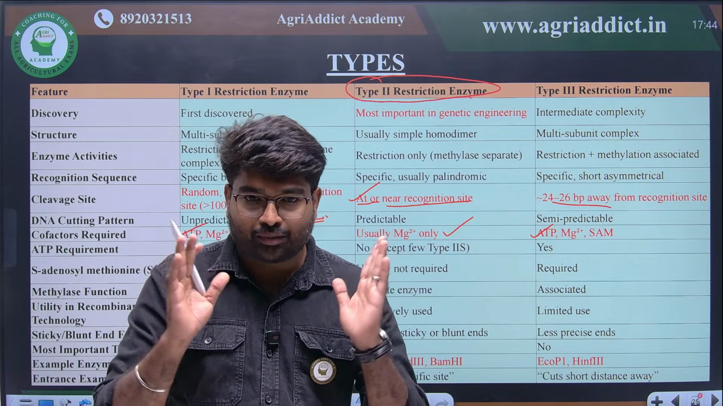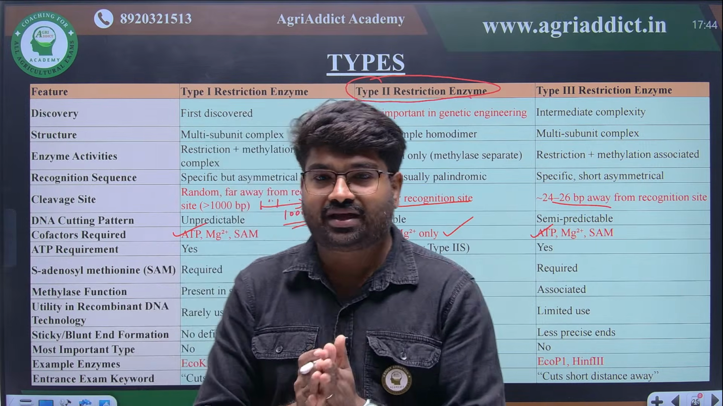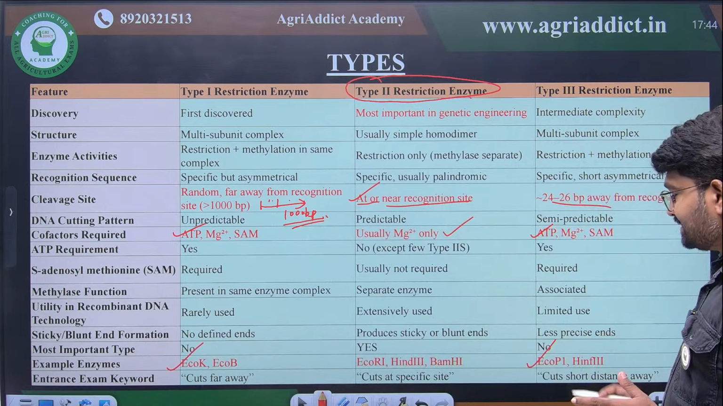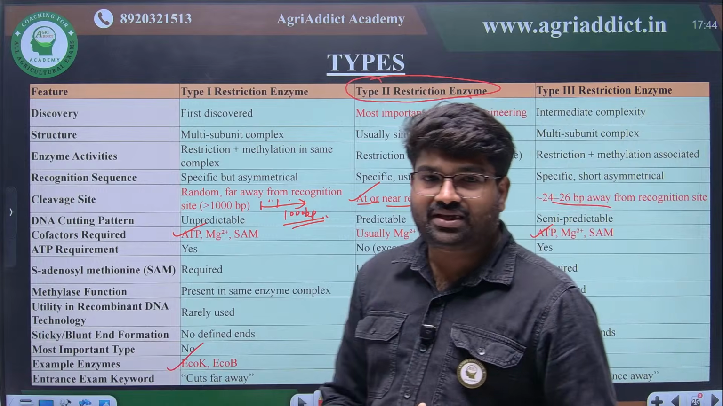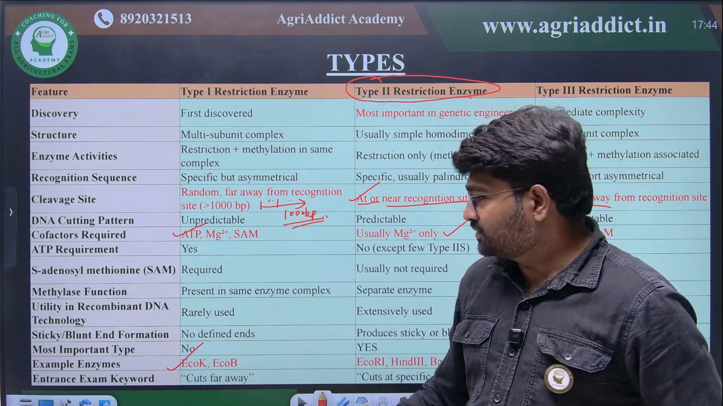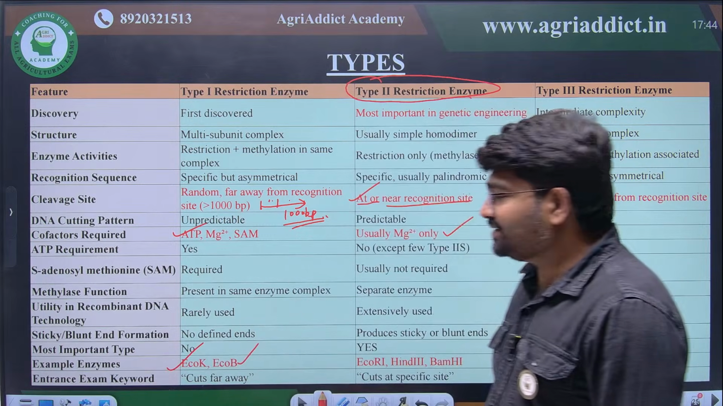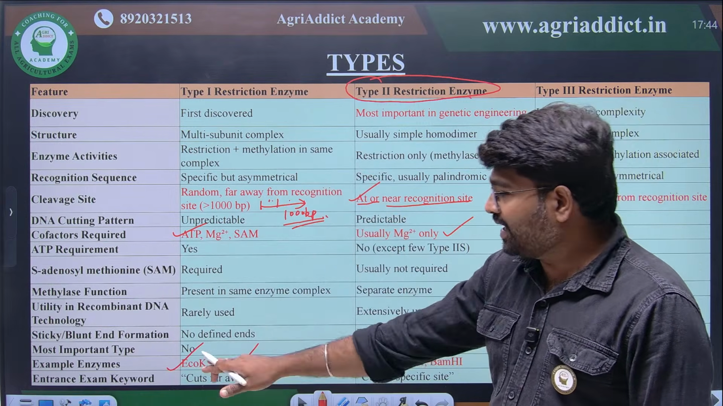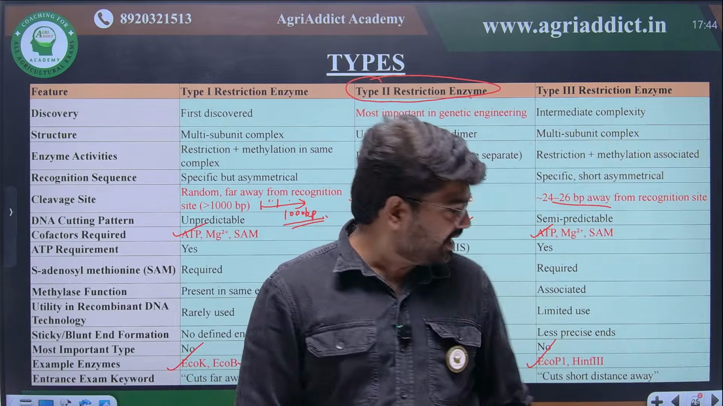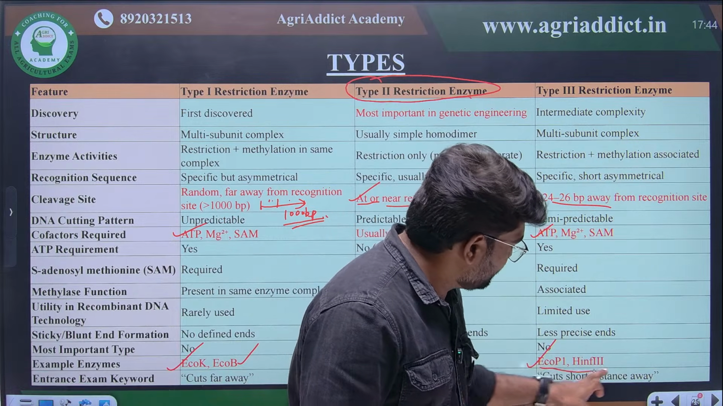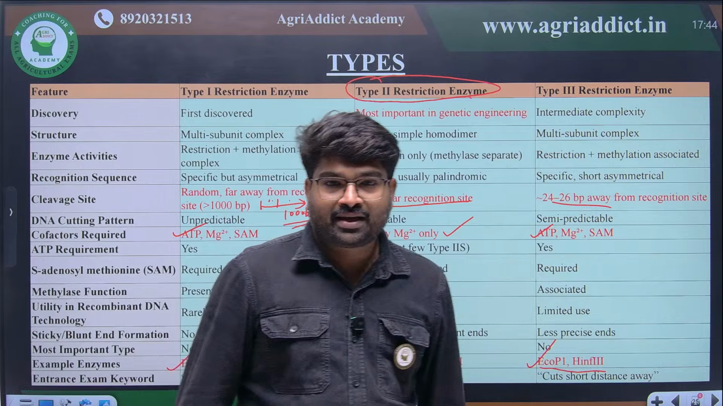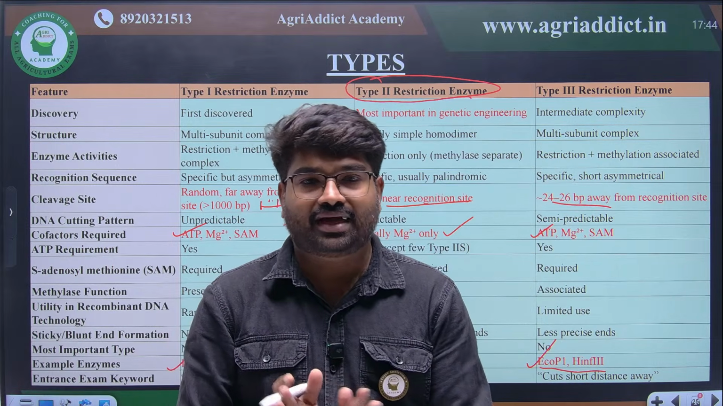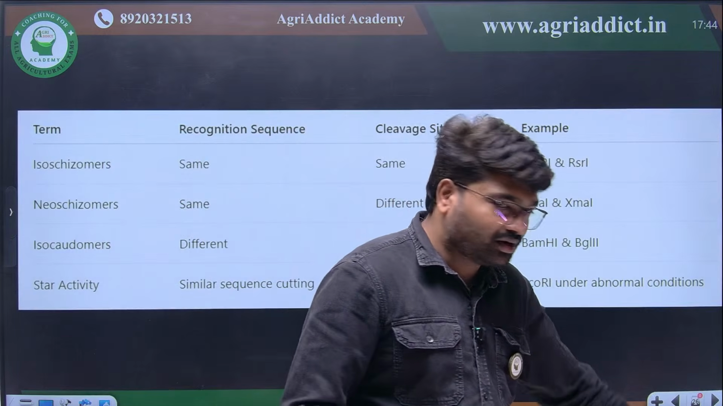Clear? And the most important and repeated thing is the example of Type 1 restriction enzyme and the example of Type 3 restriction enzyme. They have asked this several times. EcoKB is a typical example for Type 1 restriction enzyme, EcoK and EcoP. And for Type 3, EcoP1 and HinfIII. These are the typical examples for Type 1 and Type 3. This is the most important thing.